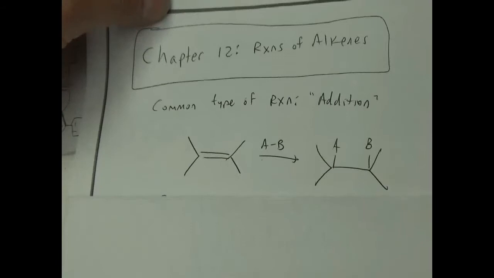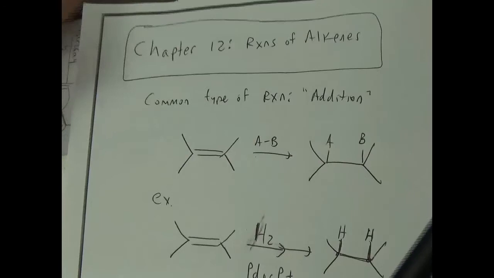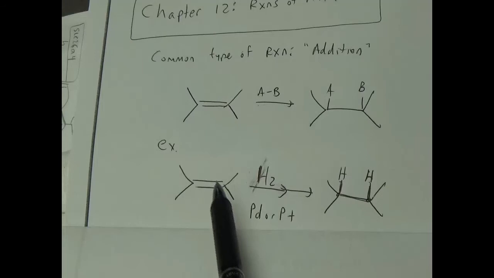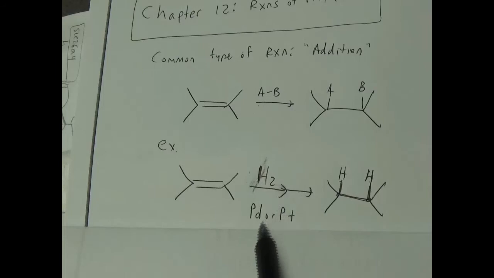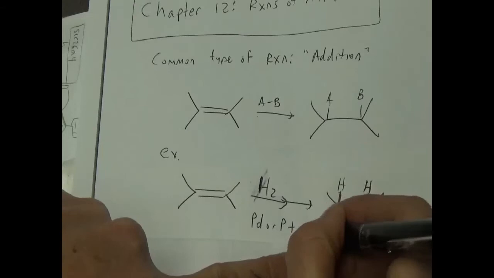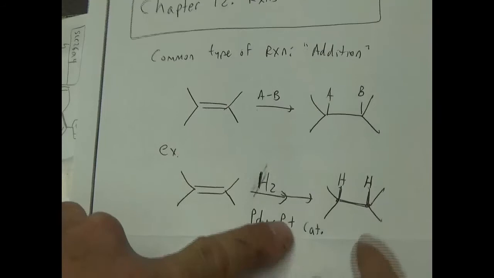And we actually learned one reaction already like this, at the end of chapter 11: alkenes would react with H2, right? H-H, essentially, in the presence of palladium or platinum. Well, that's a catalyst, cat. And we'll talk about the role of that in a second, but essentially one H goes on one side, one H goes on the other.